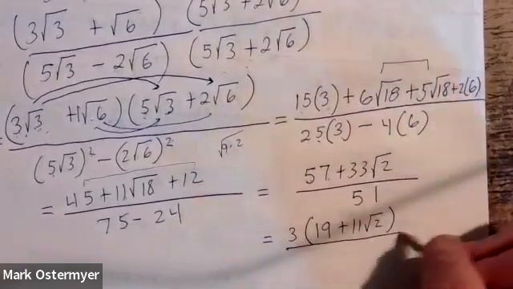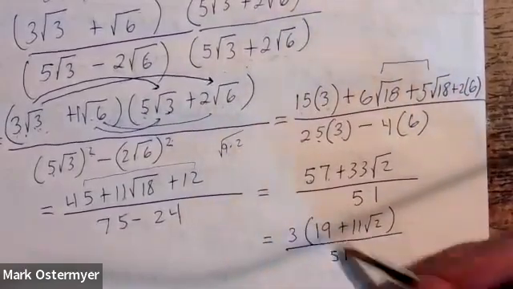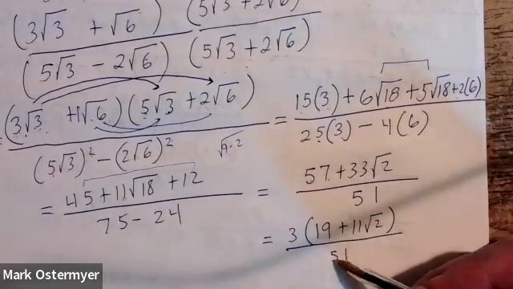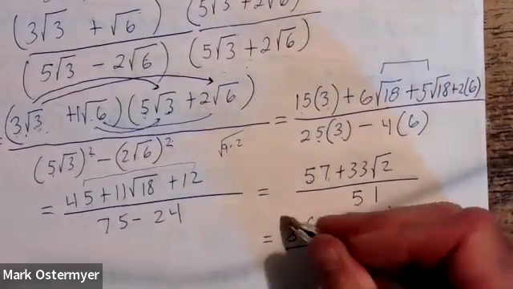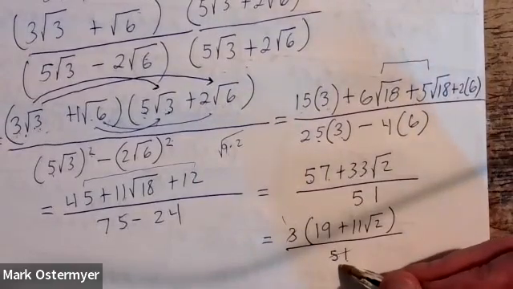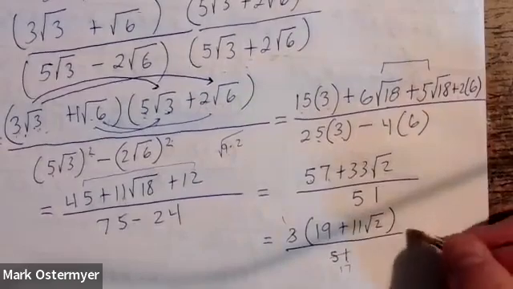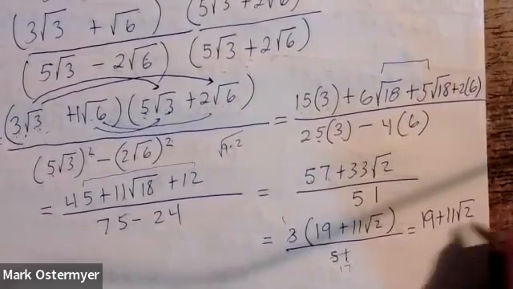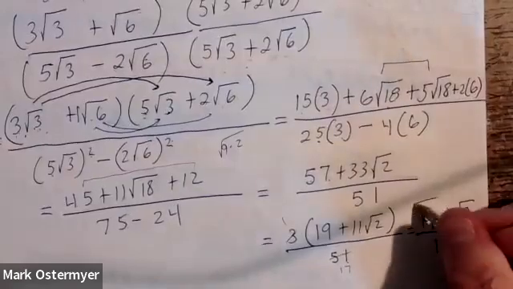Now, why did I factor the 3 out? Because I believe 3 over 51 reduces. 5 plus 1 is 6. 3 divides into 6, so 3 will divide into 51. 3 divides into itself once, goes into 51 how many times? 17 times. Final answer: 19 plus 11 square root of 2 over 17.